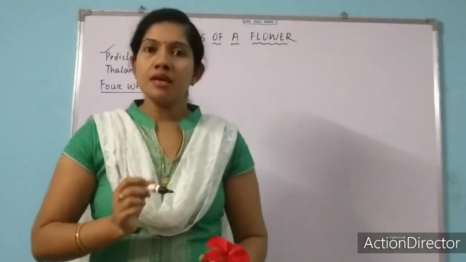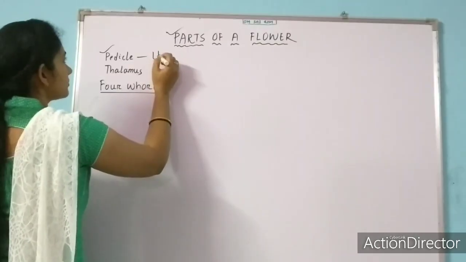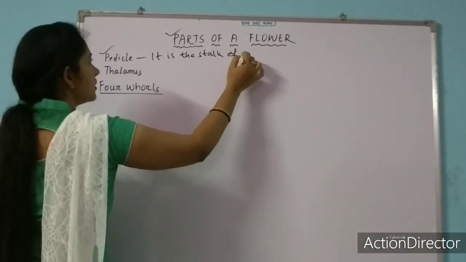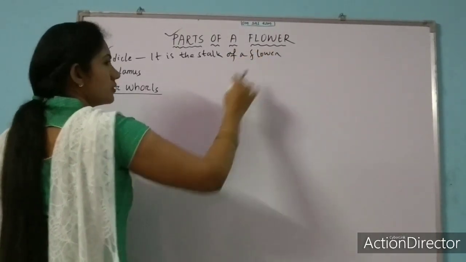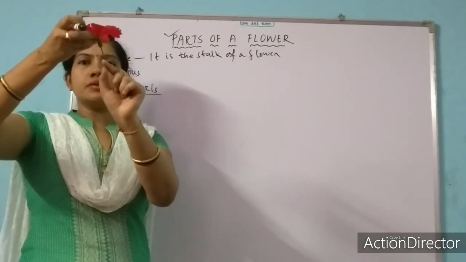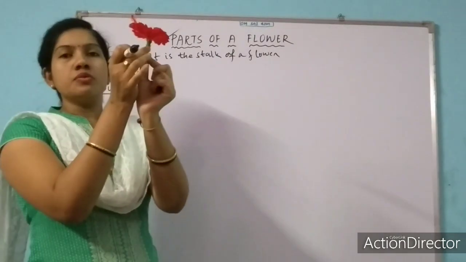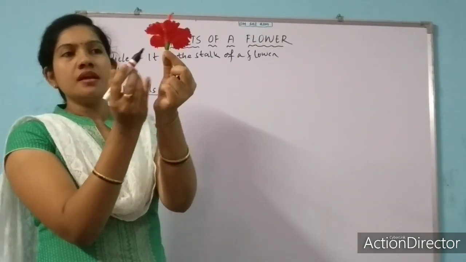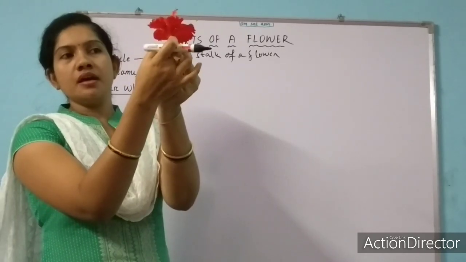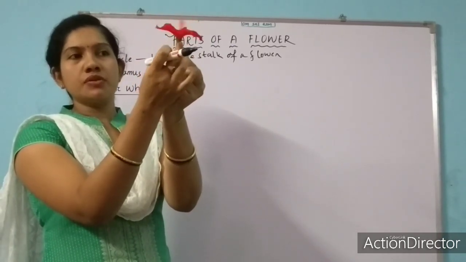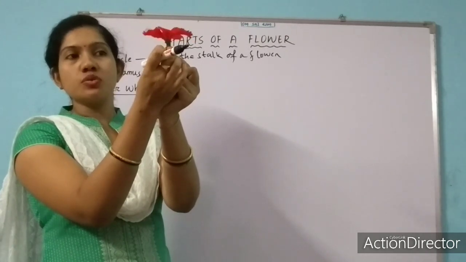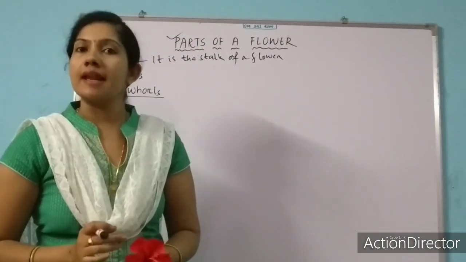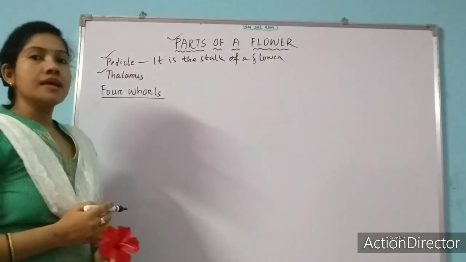So what can we say? The pedicel is the stalk of a flower. Above the pedicel, you might have observed a swollen structure. Just above the pedicel, there is a swollen base. If you hold a flower, you can feel there is a swollen base above the pedicel which holds the overall flower. That is called the thalamus. The second part is the thalamus.